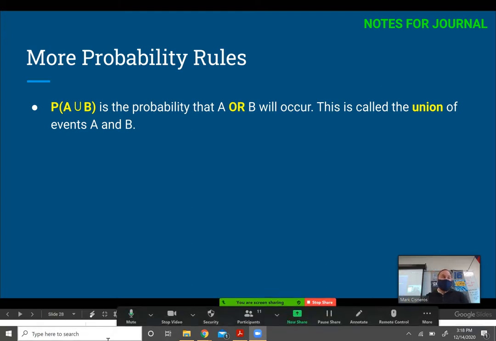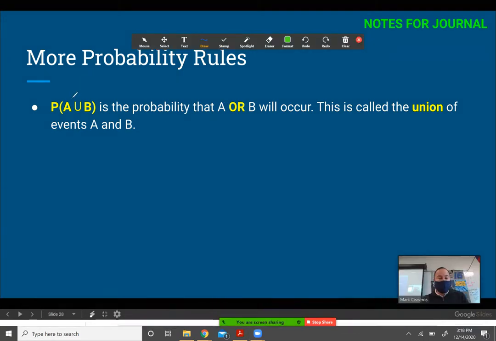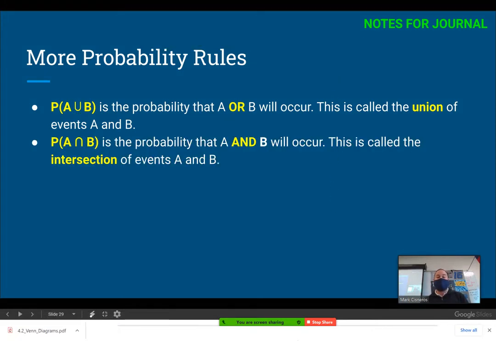Now the next notation I'm going to give you is the probability of A and B. I do one simple thing with this symbol to change it to be and. What do you think I'm going to do with that symbol? Turn it upside down. That's exactly right. We just turn it upside down, and now it's the probability of A and B happening. This is called the intersection of A and B. And again, when I show you this on Venn diagrams here in a minute, it's going to make a lot more sense about why it's called the union and the intersection. Okay.